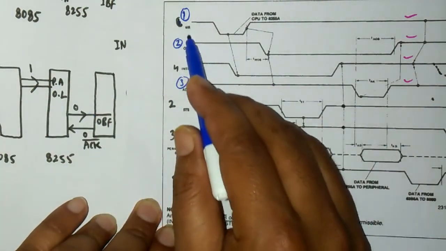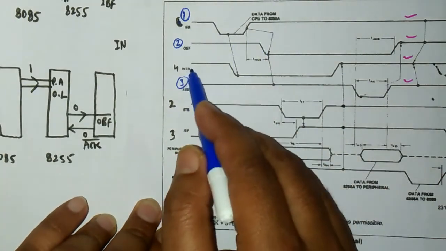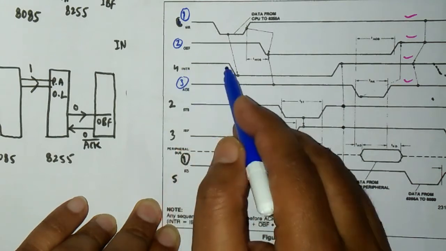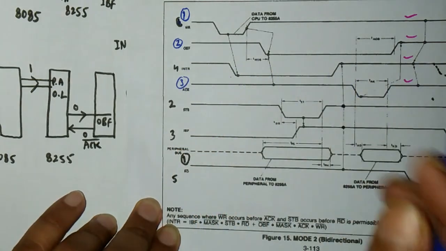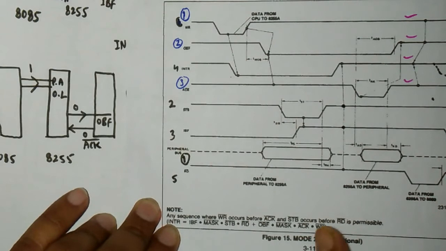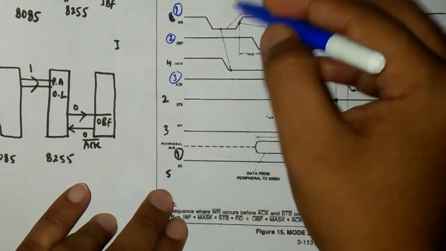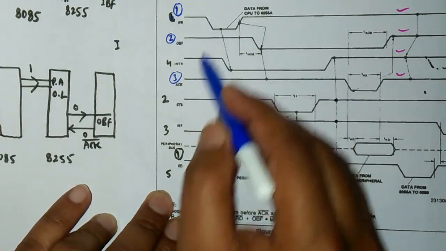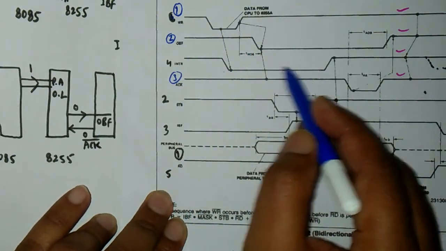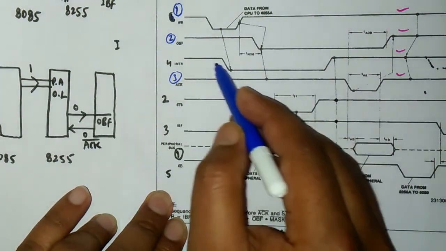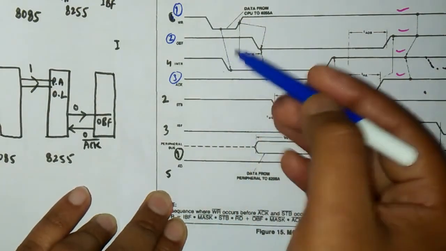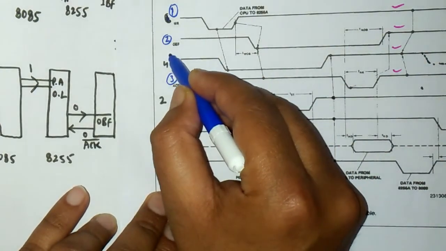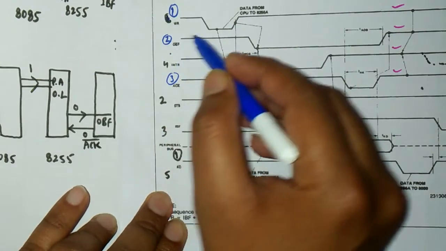And as the 8255 gets a low on the WR bar signal, it will immediately put the status of INTR on the low logic. You will have to remember this: anytime a WR bar signal changes from high to low logic, because of that, INTR will be set to the low logic. Because if this is not set to the low logic, then it will again cause an interrupt to the 8085 microprocessor.